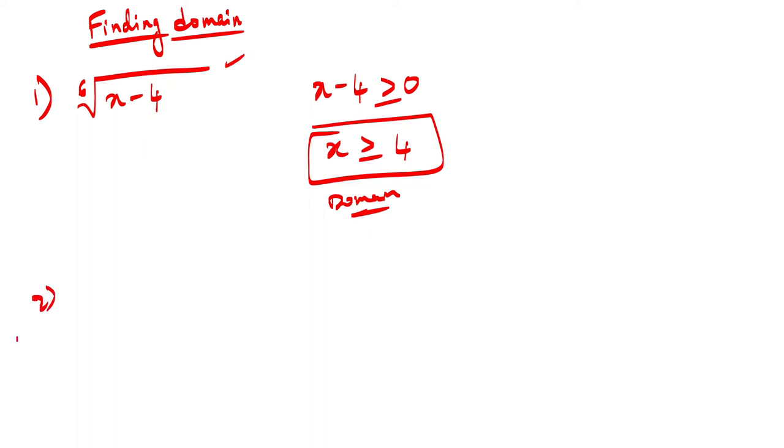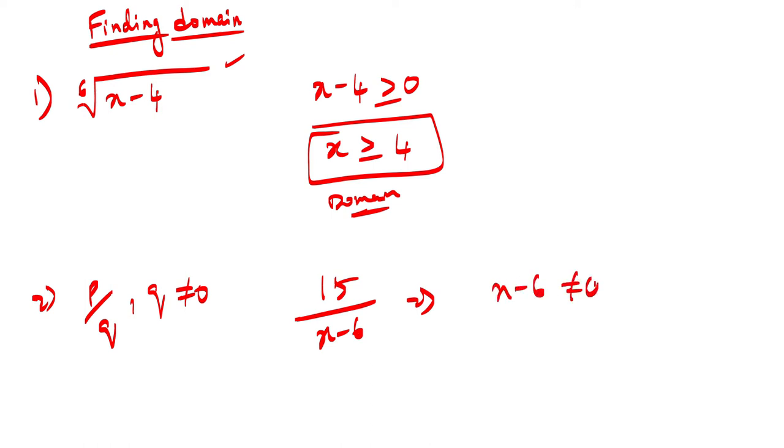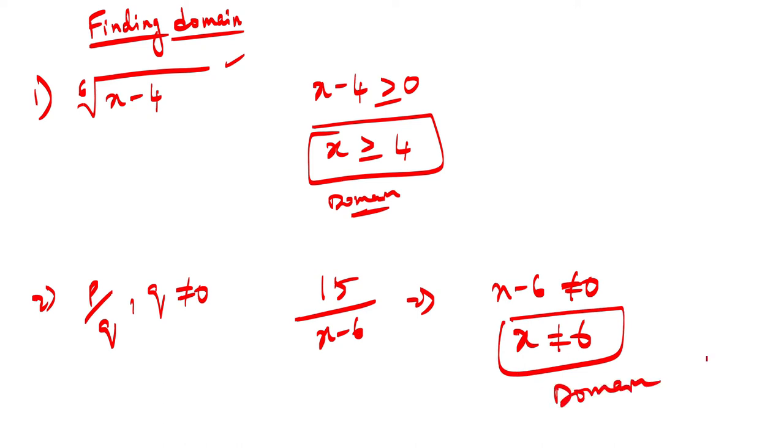This is one rule, because the basic rule is under any root, there shouldn't be any negative term. Otherwise, it becomes a complex term. And one more thing is, if we have anything in p by q form, the denominator q shouldn't be equal to 0. For instance, we have 15 by x minus 6, right? Here we can say that x minus 6 should not be equal to 0, which means x shouldn't be equal to 6. So this is my domain. So in this way we can calculate domain.